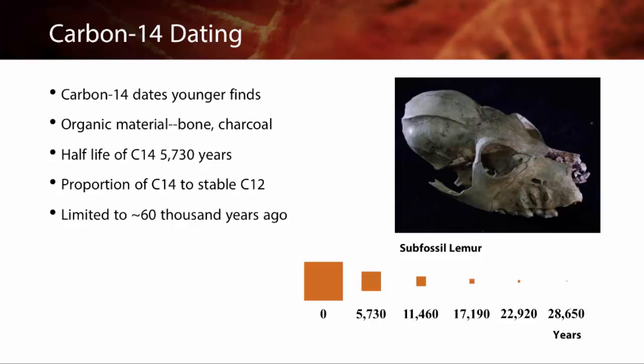The difficulty with this method is that by about 60,000 years ago, there is so little carbon-14 left that it cannot be measured. So that puts an upper limit on the dating using carbon-14 to around 60,000 years.